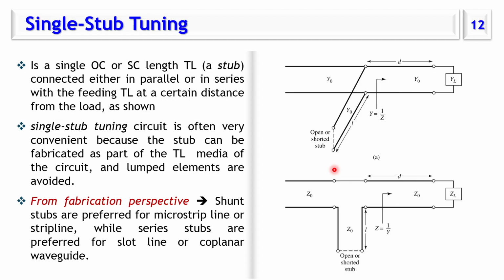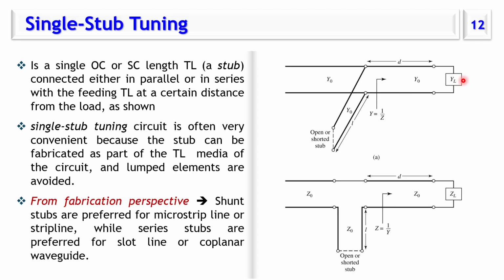Now we're going to move to another type of matching network, which is called single stub tuning. Stub means some sort of leftover length. So this is the load and this is the stub. It's a part of a transmission line, and this stub can end with an open circuit or a short circuit. If it's open circuit, it's called an open circuit stub or open stub. If it's short circuited, it's called a short stub or short circuit stub.